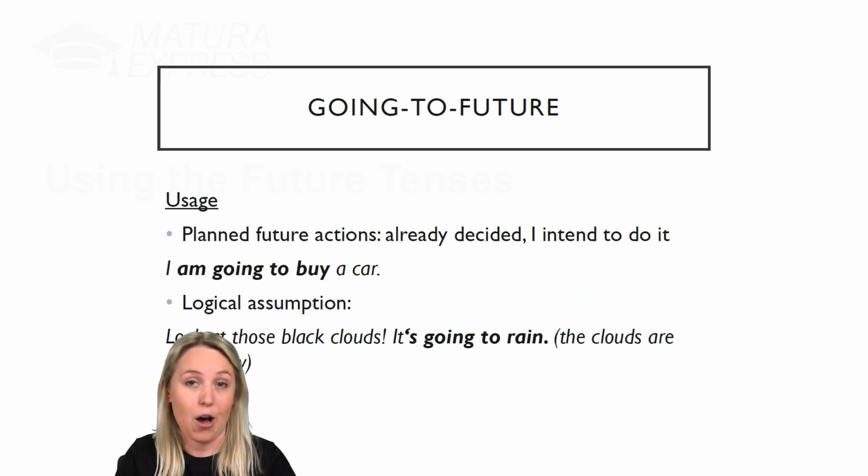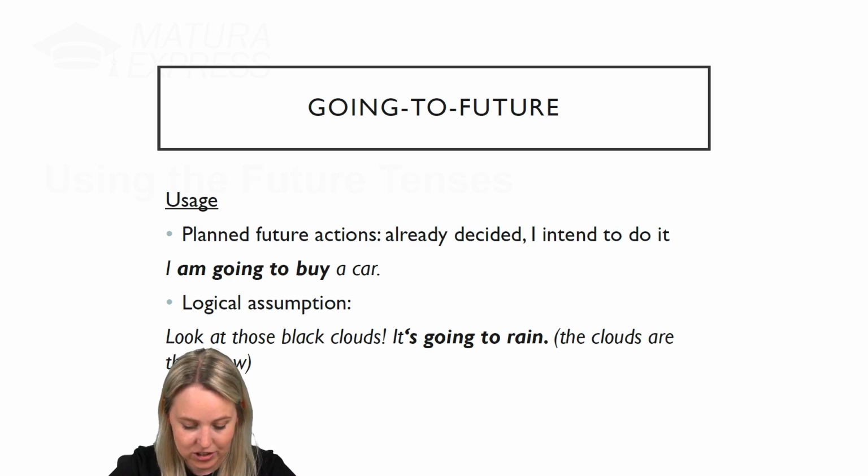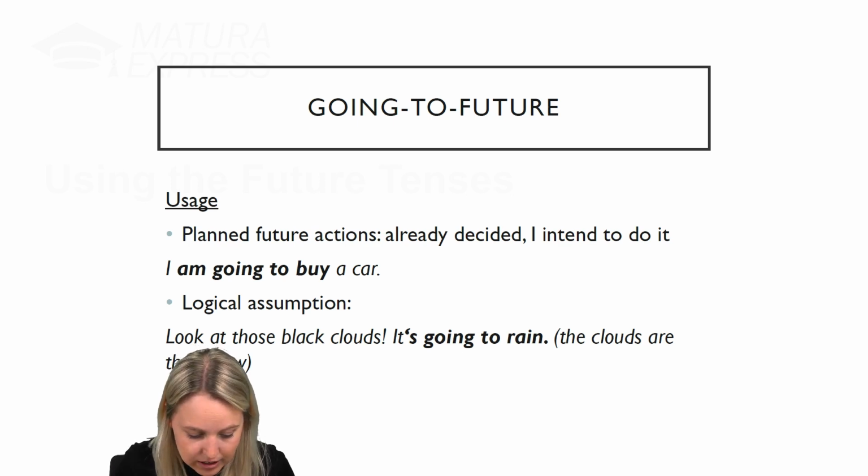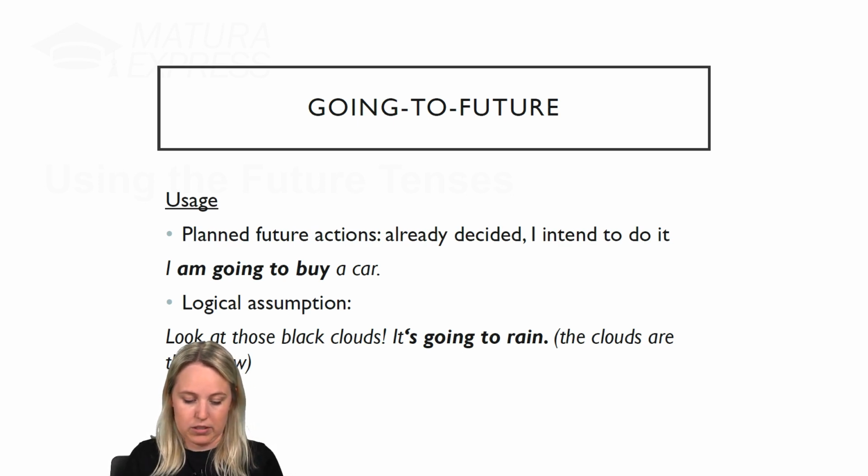Anyway, so when do we use it? We talked about how we form it, but now when do we use this going to future? We use it for planned future actions, that we have already decided upon, and things we intend to do. We are sure about something because we planned it in a way, okay? So I'm going to buy a car. I think that's not really a spontaneous decision. I mean, for some it is, for me it isn't.